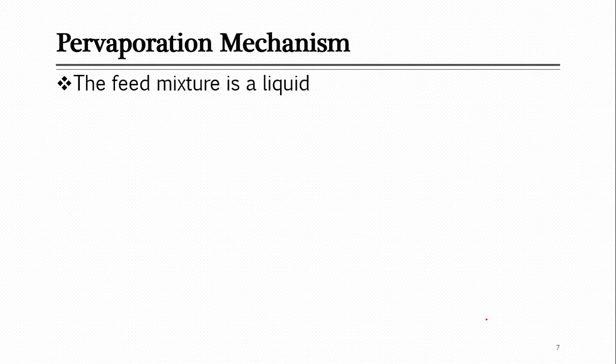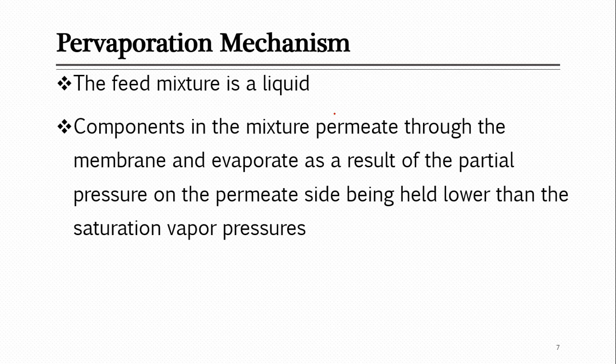We have discussed a few points before this, but overall the feed mixture entering this system is liquid. Then some components in this feed mixture can permeate through the membrane, and when they reach the other side of the membrane, they get evaporated. Actually they evaporate as a result of the partial pressure on the permeate side being lower.